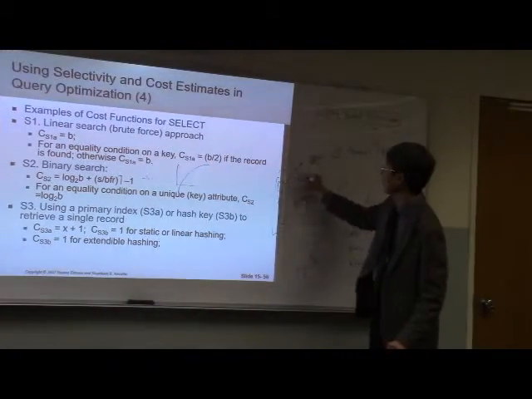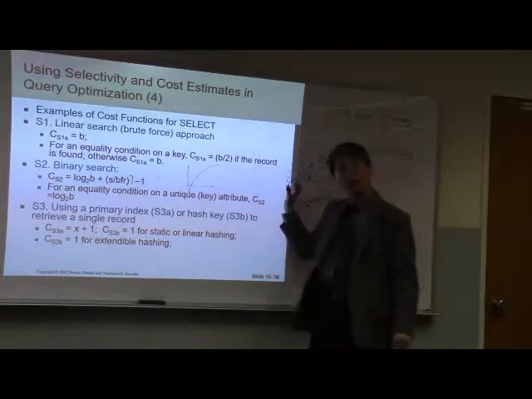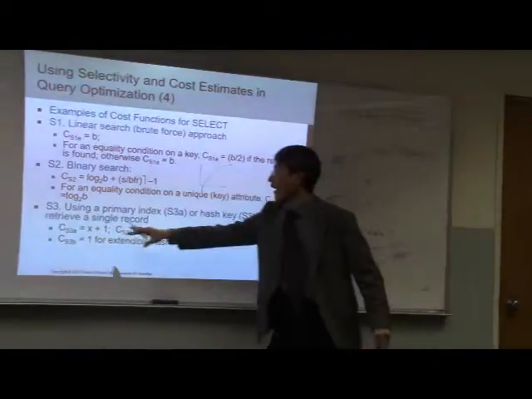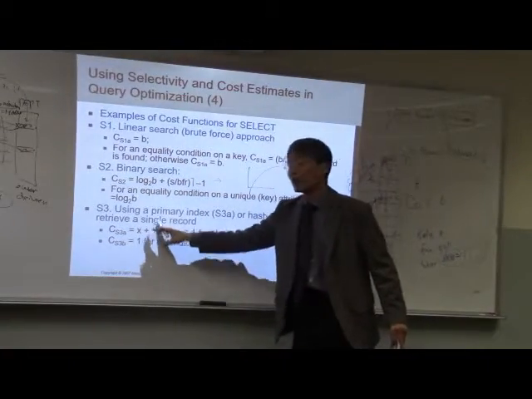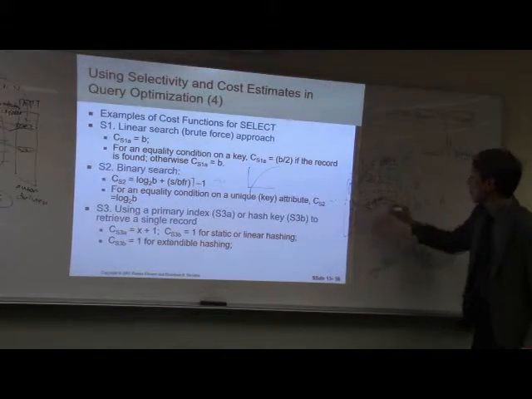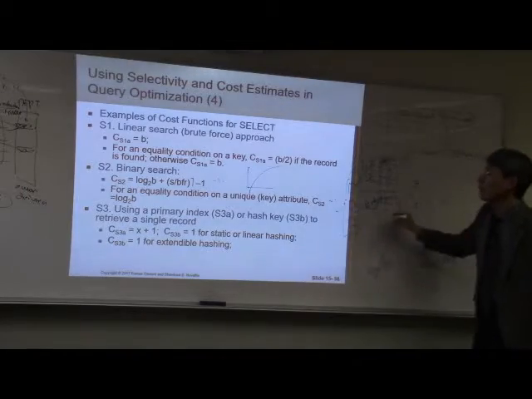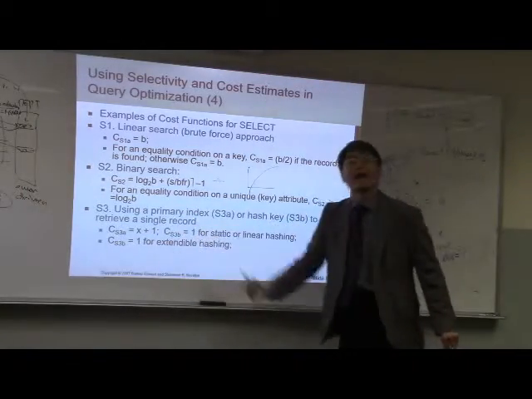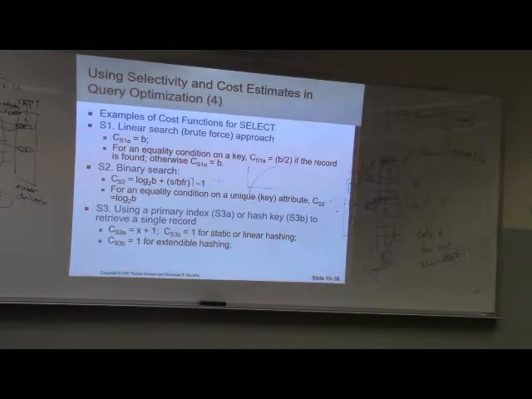That's this one. So how many levels of index? X plus 1. Why 1? Because 1, 2, 3 plus 1. So that is the reason for X plus 1 for the primary index. It's not a B plus tree index yet. Okay, it's a primary index.